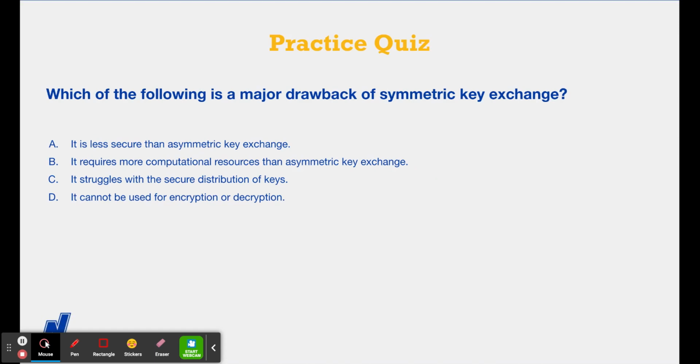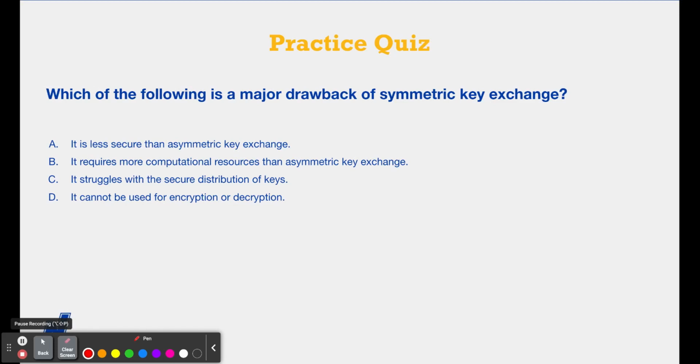So now let's actually do a quiz question. Which of the following is a major drawback of symmetric key exchanges? Is it A, it is less secure than asymmetric key exchanges? B, it requires more computational resources than asymmetric key exchanges? C, it struggles with the secure distribution of keys? Or D, it cannot be used for encryption or decryption?